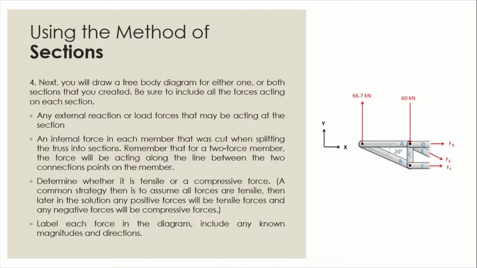Fourth step, next you will draw a free body diagram for either one or both sections that you created. Be sure to include all the forces acting on each section: any external reaction or load forces that may be acting at the section, and an internal force in each member that was cut when splitting the truss into sections. Remember that for a two-force member, the force will be acting along the line between the two connection points on the member. Determine whether it is a tensile or a compressive force.